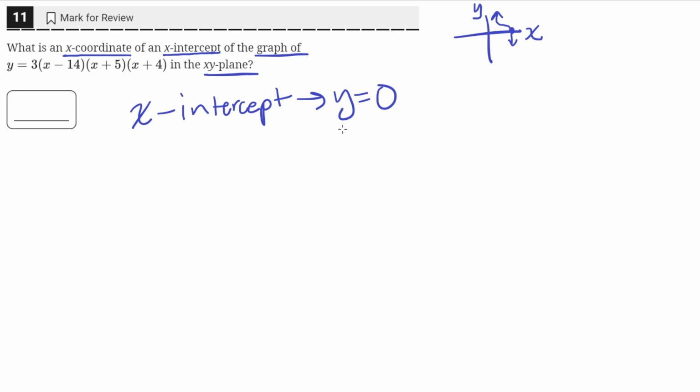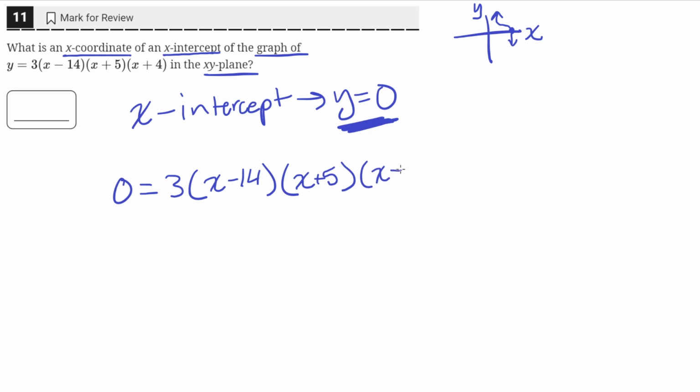So we can do that by plugging in 0 for y. So when y is 0, we'll just have 0 on the left-hand side, and on the right-hand side, we'll have 3x minus 14 times x plus 5 times x plus 4. So now we can just solve for x, since this equation only has one unknown. So in order for the right-hand side to equal the left-hand side, x can have three values.